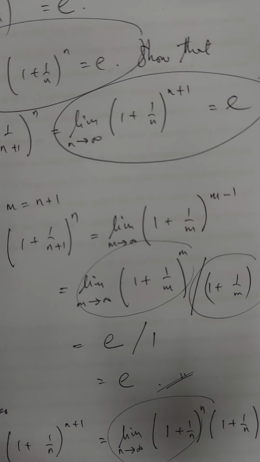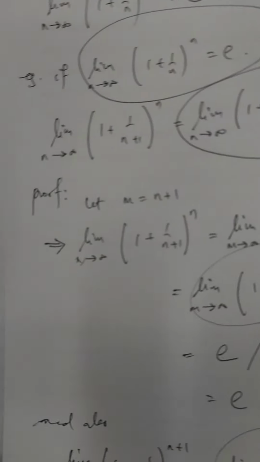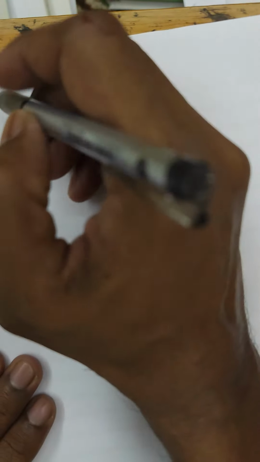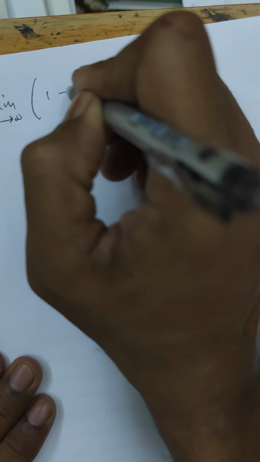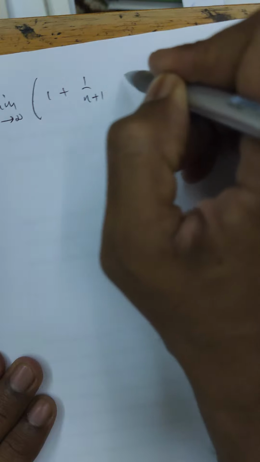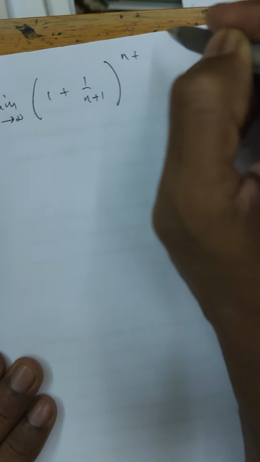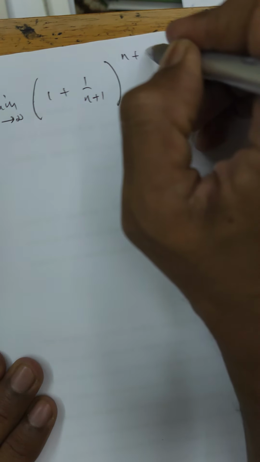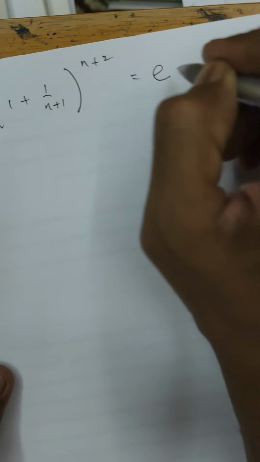Now, can you extend a little bit? Just to play around with it. Can you show that the limit as n goes to infinity of (1 plus 1 over n plus 2) to the n plus, let's say 2, if you want. Show that this is also equal to e. It's not difficult, you can do it and play around with it.